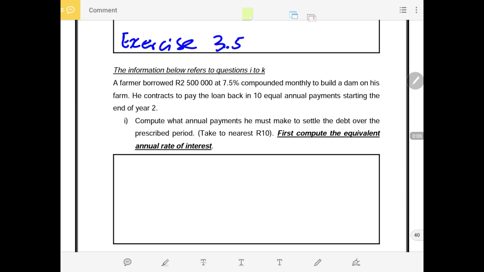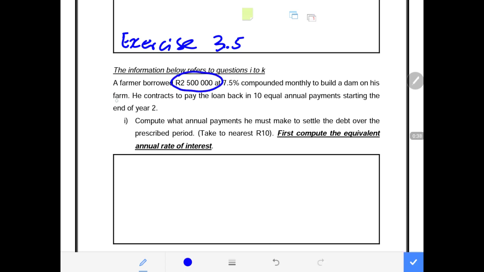This is a continuation of exercise 3.5 on page 46 of your handout. Currently, it might change to another page in future years, but this is the year 2020. It's still on page 46. It's the story of the farmer who borrowed 2.5 million. It says a farmer borrowed 2.5 million at 7.5% compounded monthly to build a dam on his farm. So the purpose of the 2.5 million is to build a dam on his farm.